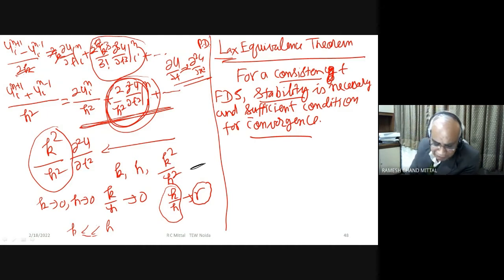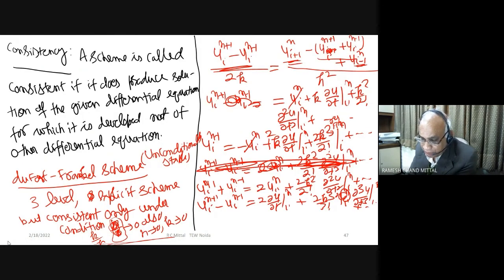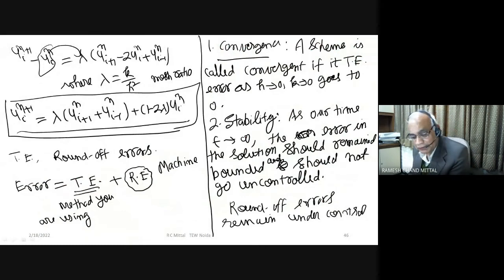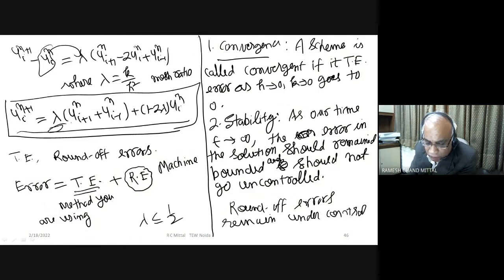Now, the two-level scheme which I derived and was talking about: first thing is that if I push my coefficients to be positive, it gives you that lambda should be less than or equal to half. I say all my coefficients should be positive. Then positivity will give you the stability and lambda should be less than half. That is the condition I get.